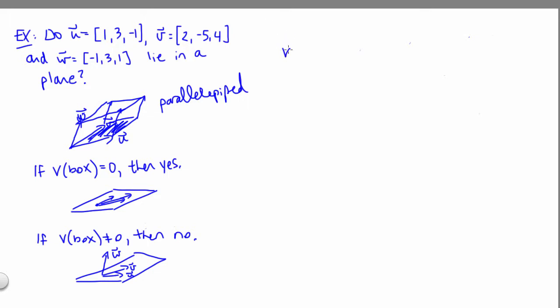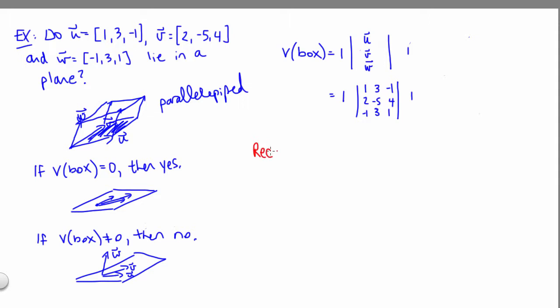All right, so the volume of the parallelepiped, or you could just say volume of the box, is defined as the absolute value of the following determinant. It's the determinant of the matrix which has u, v, and w in its rows. So in this particular case, we've got the absolute value of the determinant of the following matrix. Now, before we jump into this calculation, let's do a little recap of how to calculate the determinant of a 3 by 3 matrix.